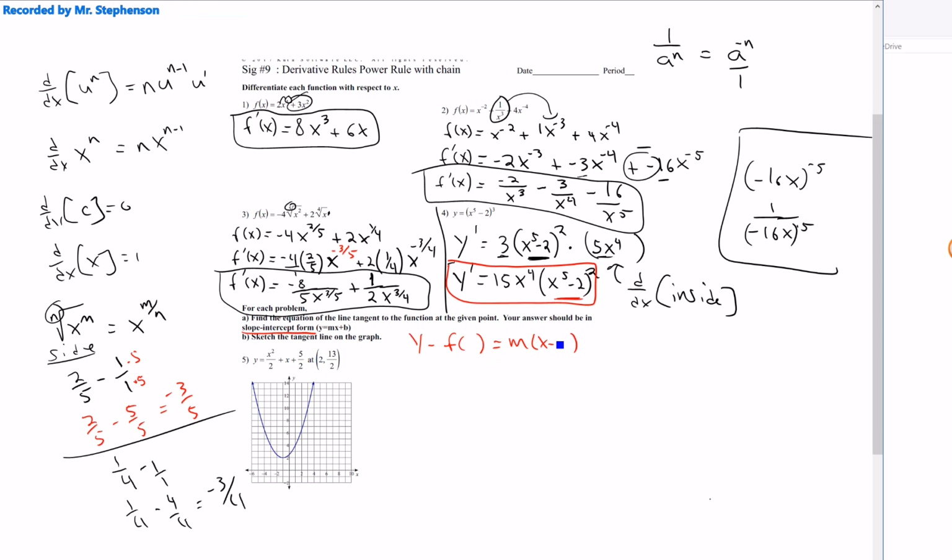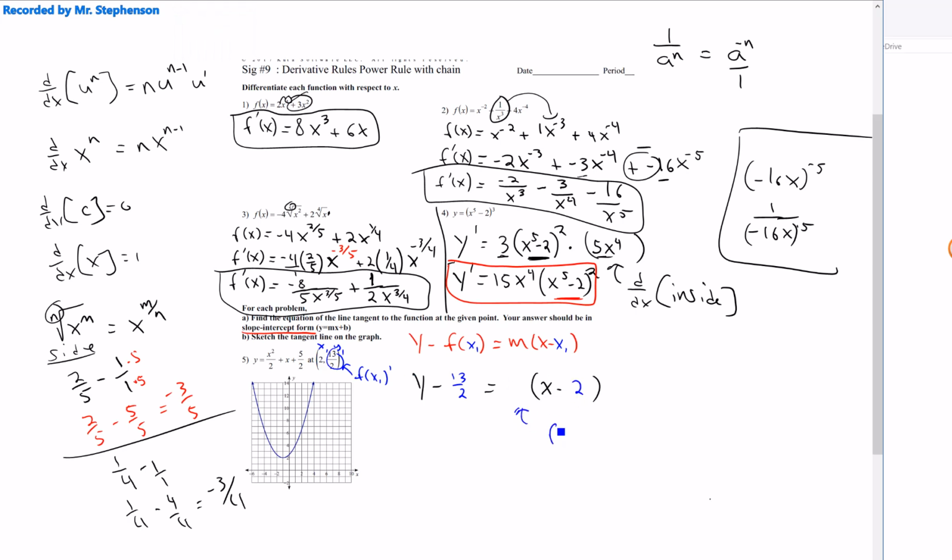Let's call this x1 and let's call this x1. That way you know the x coordinate, and actually they give this to us. This is x1, this is y1. Another way to say this is f of x1. If I plug in x1, I get 13/2. So we already are given a lot of information. So let's start writing our equation. y minus f of x1, that 13 over 2, I got that from here, equals m, which is the thing that I'm missing, so I need to find that, and then x1 was 2.